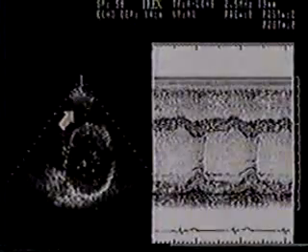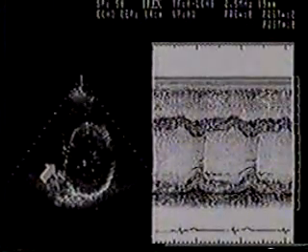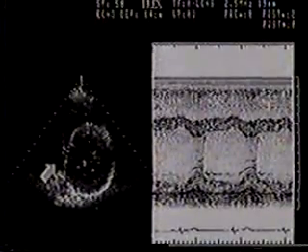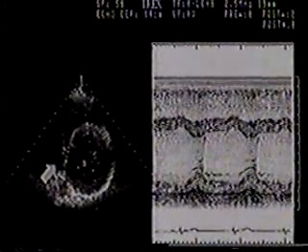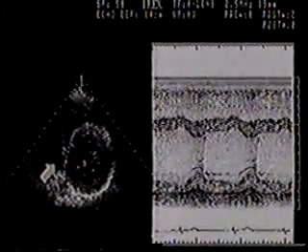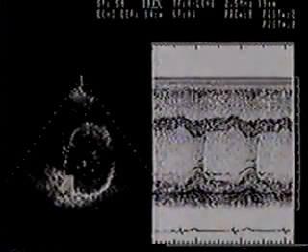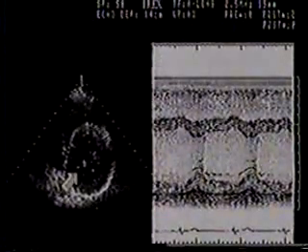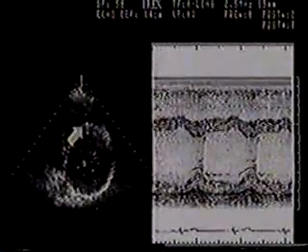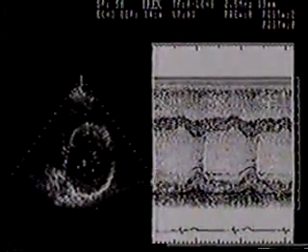This is usually accomplished with a left parasternal transducer position. When images are not available from the parasternal position, the subcostal position serves as an alternate. Here we are utilizing a parasternal short-axis view of the left ventricle at the level of the papillary muscles. The M mode cursor has been directed through the ventricle, and this is the corresponding M mode display.